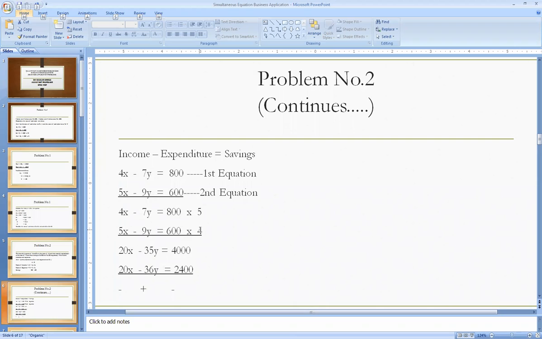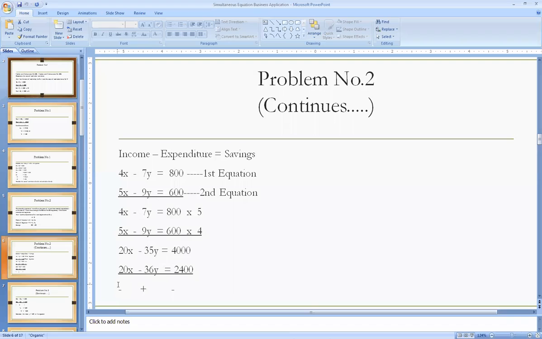Now we multiply the second equation with 4, that is 5x into 4 is 20x, plus into minus is minus, 9y into 4 becomes 36y, equals plus into plus is plus, 6 4s are 24, that is 2400. After multiplication we see that both x values are the same, but they don't have opposite signs to eliminate, so we have to change the signs for the second equation, that is the fourth equation. After multiplication, this will be the third equation and this will be the fourth equation. The third equation is 20x minus 35y equals 4000, and the fourth equation is 20x minus 36y equals 2400.